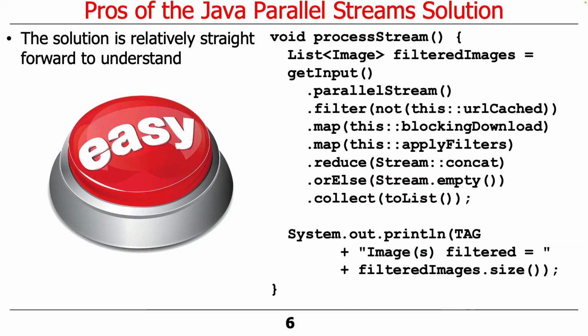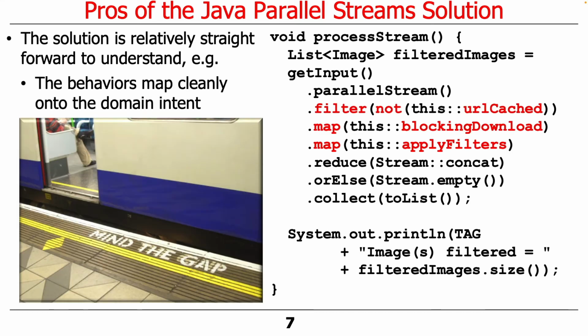The other nice thing about this is the solution is relatively straightforward to understand, once you understand streams, of course, and parallel streams. But it maps quite nicely onto the domain intent. So basically, you say, download images that aren't already cached, apply filters, print the results out. So it's pretty much a one-to-one mapping.